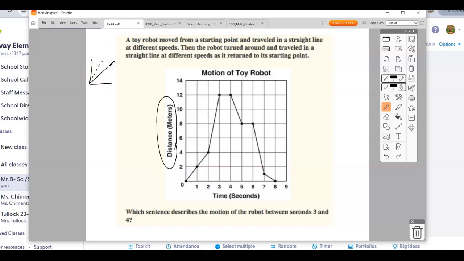Is this one comparing two objects? No. Do you see any curved lines? Nope. So it's going to be this and this, which is constant speed and at rest, because these are all distance, time.